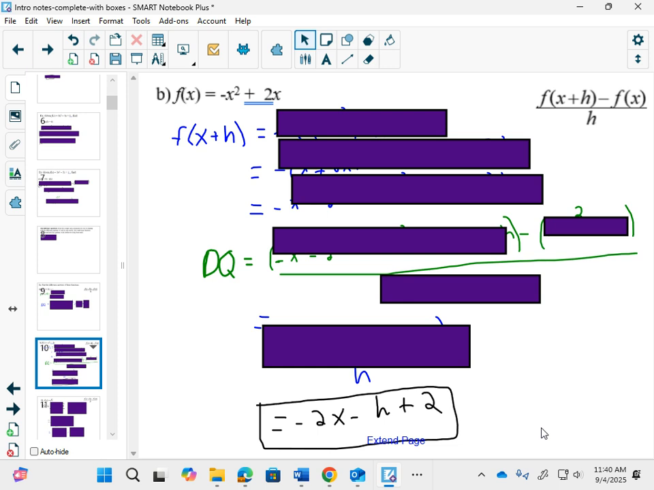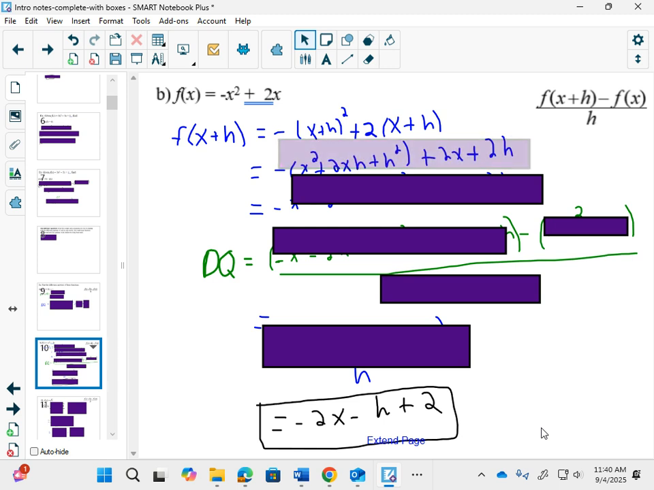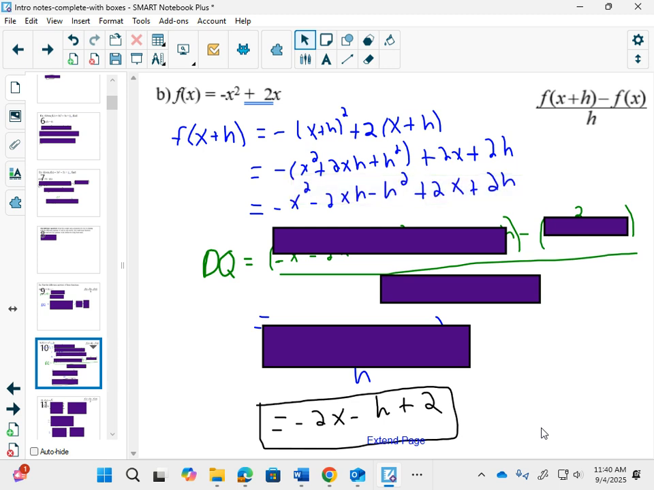Put the answer up for B. So you can see, did you get there? Negative 2x minus h plus 2. Now I'll put the rest of the stuff up to see, if you didn't get there, maybe where something went awry. So plugging in x plus h, again I put it in brackets, my order of operations would be squaring first and then my negative and simplifying.